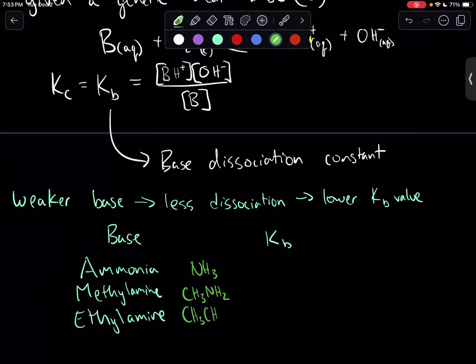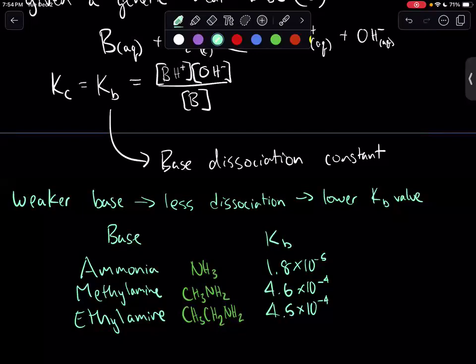CH3, CH2, whoops, NH2. So we're just adding a carbon, much like we did with our acids. And our Kb values for this are 1.8 times 10 to the minus fifth. So it's kind of the same K value as our ethanoic acid. 4.6 times 10 to the minus fourth, and 4.5 times 10 to the minus fourth.